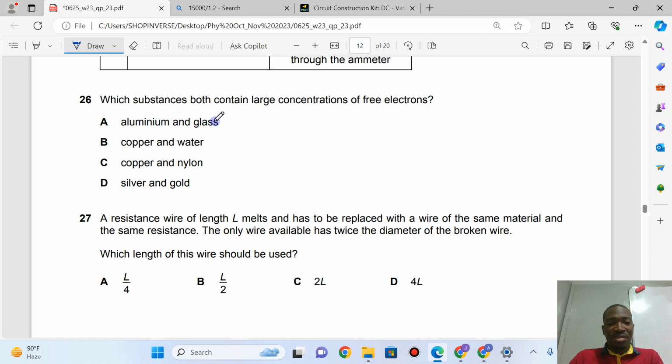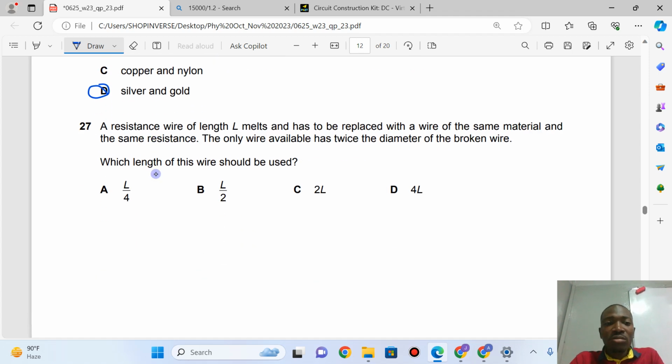If glass would have electrons, it would be due to electrostatics, charging a glass rod by rubbing it with silk, and those are not free electrons. So it doesn't have. Copper and water doesn't have. Copper and nylon doesn't have. Silver and gold, these two are metals, and metals have large concentrations of free electrons.